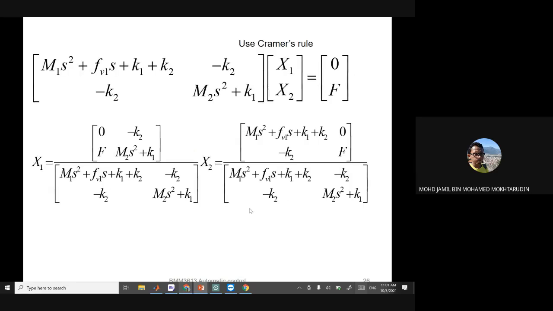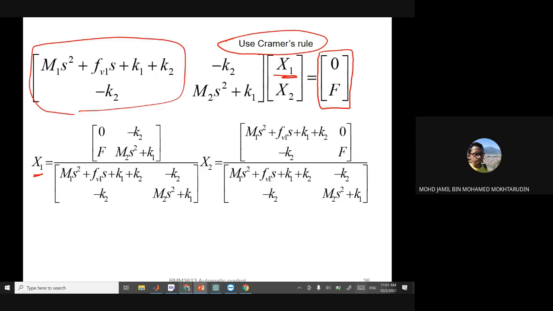After you arrange in matrix form, let's say you want to find x1, then you use Cramer's rule. If you want to use Cramer's rule to find x1, what you need to do is substitute the force into the first column here and find the determinant. The determinant of the matrix is AD minus BC. So you find the determinant by substituting the force column into the first column, divided by the determinant of the coefficient matrix here. That's how you find x1.